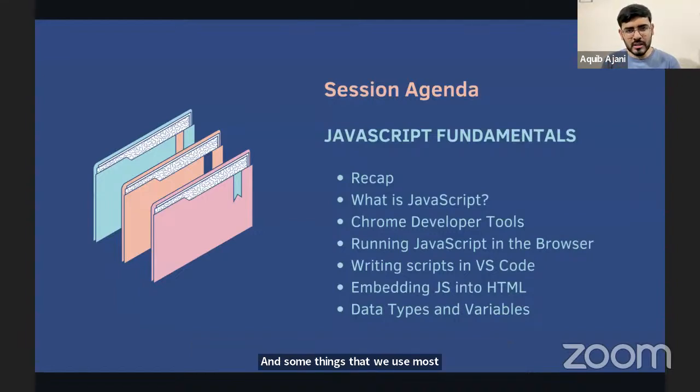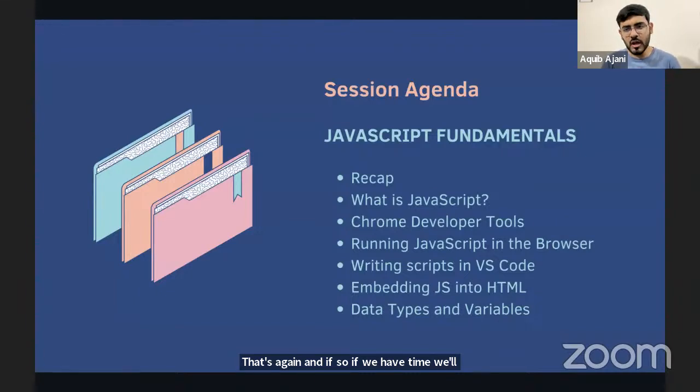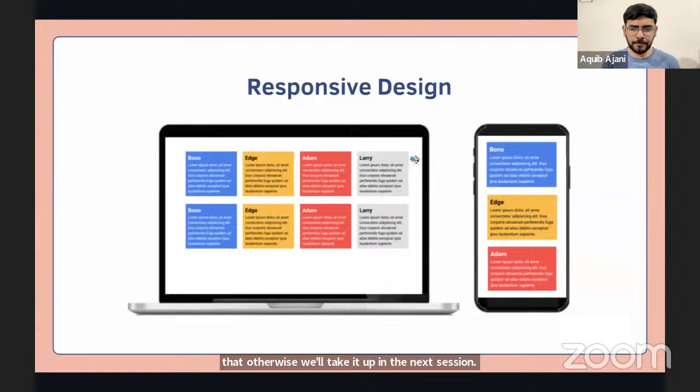Then we'll move to JavaScript. We'll discuss how to run it in the browser, how to run it in VS Code. And finally, we'll take a look at a little bit of HTML plus JavaScript. In today's session, I just want to give you an understanding of what JavaScript is, what it can do for us, and how we can integrate it with what we already know. That's pretty much the agenda. If time permits, we'll talk about data types and variables in JavaScript. That's again an if. If we have time, we'll discuss that. Otherwise, we'll take it up in the next session. So yes, let's jump in and get started.